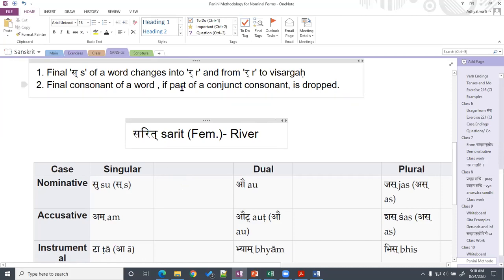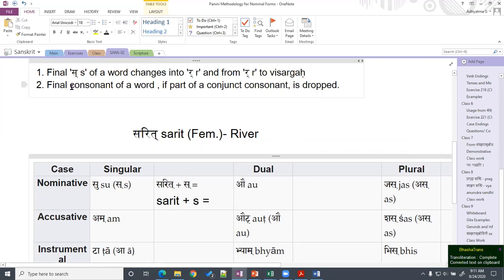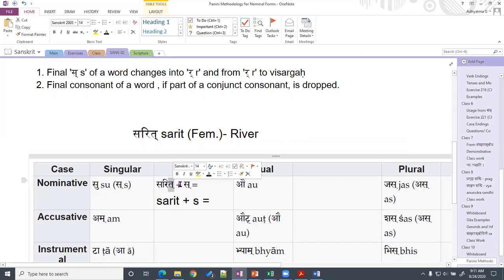So we'll see how this applies here. The first one would be Sarit plus Sakara. Here you can see the definition which I was talking about: the final consonant of a word, if part of a conjunct consonant, is dropped. You see takara followed by sakara, there is no vowel in between. That's a conjunct consonant. So the last part of the conjunct consonant, the sakara, will drop. So only the Sarit would remain the same form, the original form.